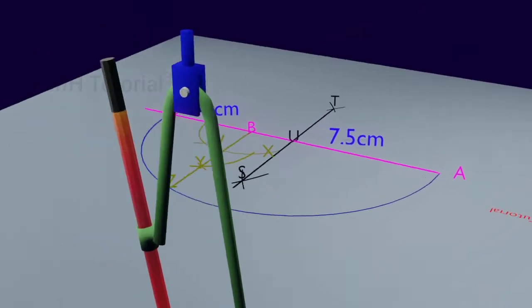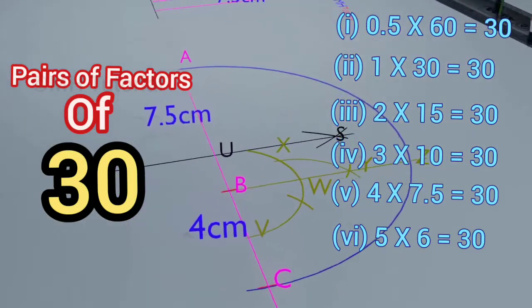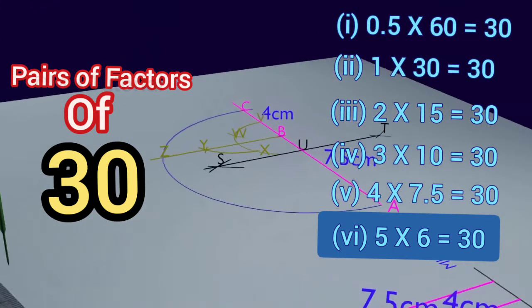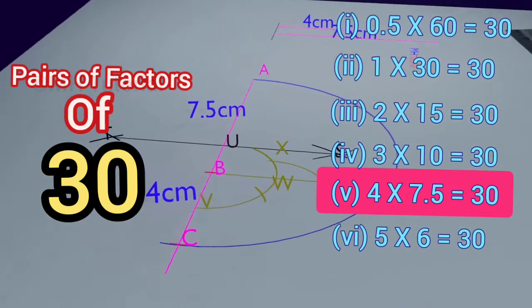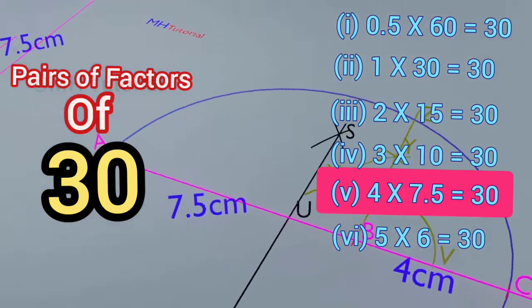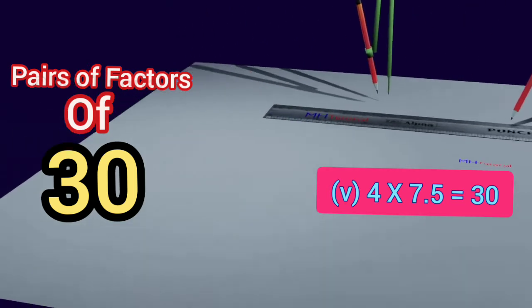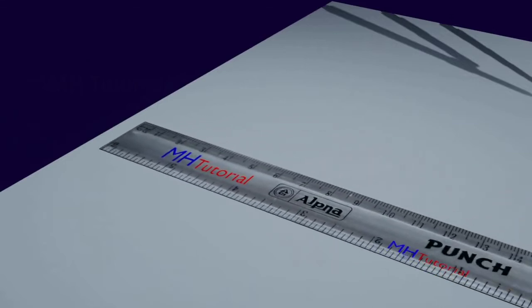For this we have to choose a pair of factors from the list shown here. Choosing the pair of 5 and 6 would have been better. But I would like to show you how much error could occur if the pair of 4 and 7.5 was taken. So watch the video till the end, because after calculating the square root, I will show you what percentage of error I get. Okay then, I'm starting the process.